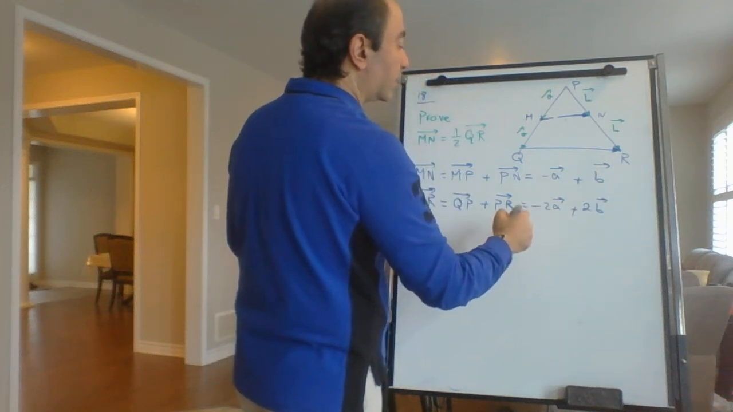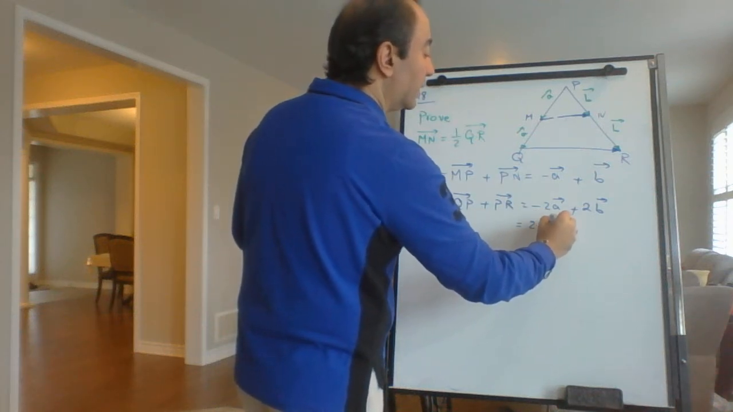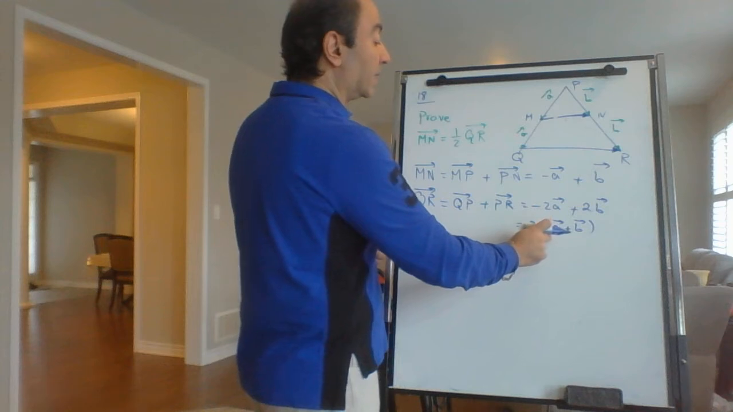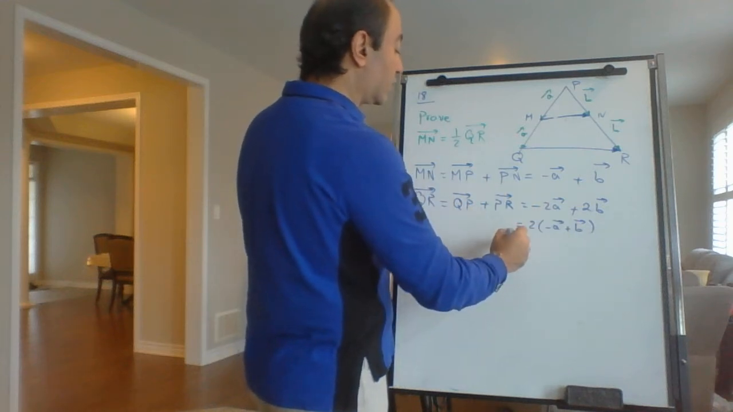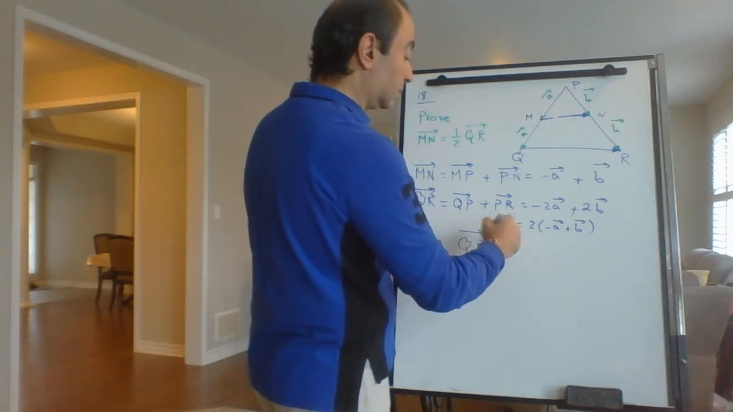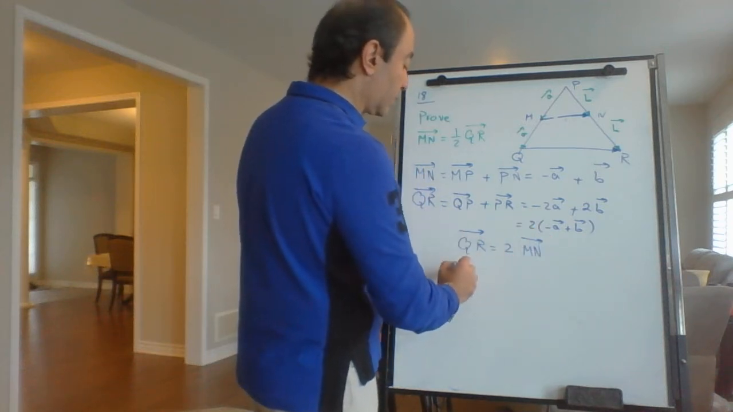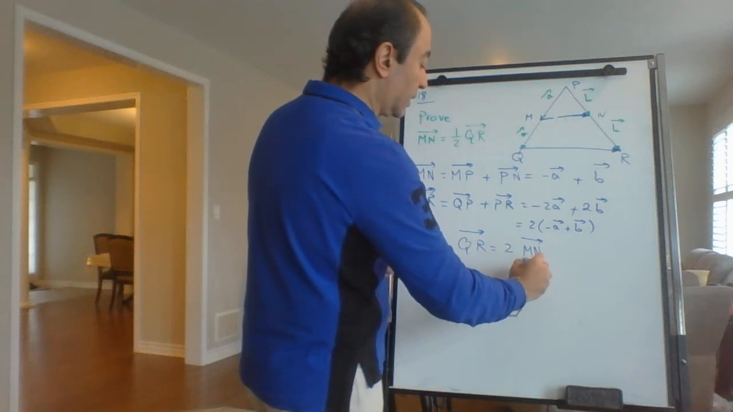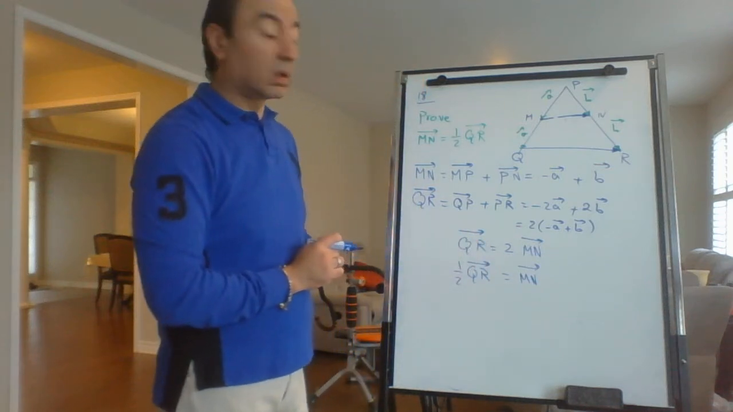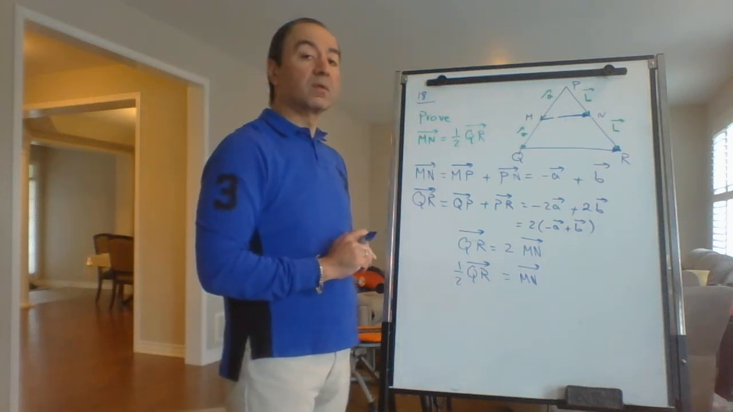Now, if we factor the two out, we will get negative A plus B, right? But negative A plus B is the same thing as vector MN, so that means QR equals twice vector MN, or vector MN multiplied by the scalar 2. And that means vector MN equals 1/2 vector QR. Okay, so this is how we prove number 18. Very important question, and thanks for asking this kind of questions.